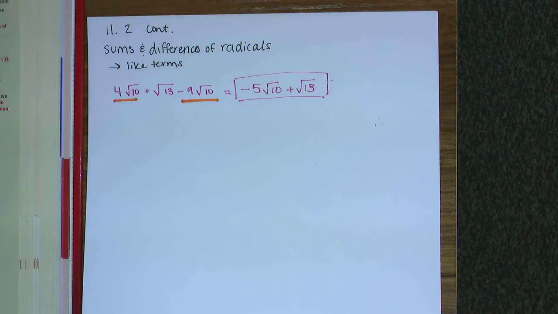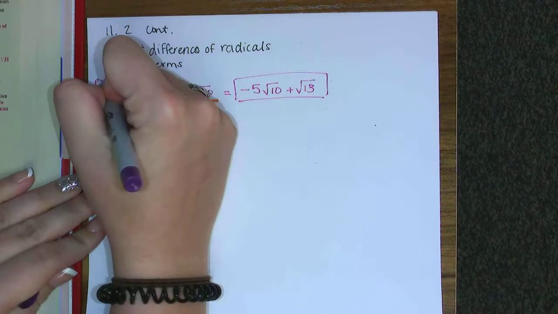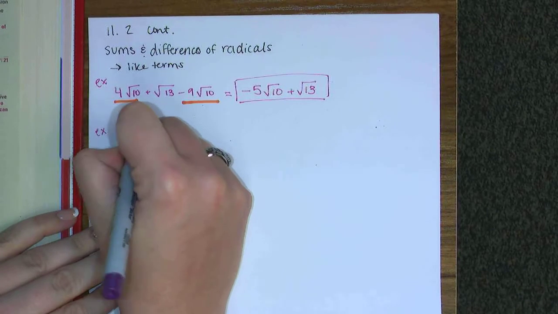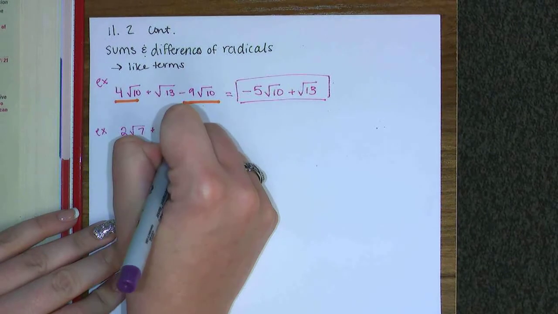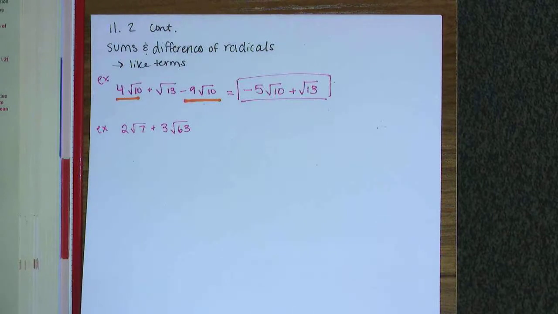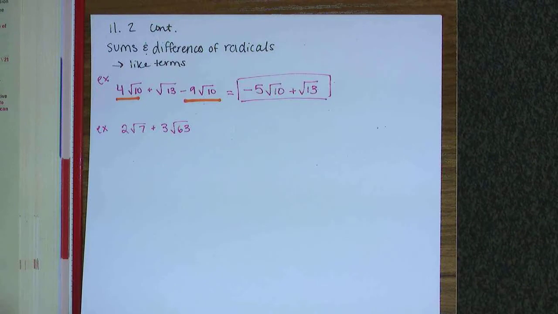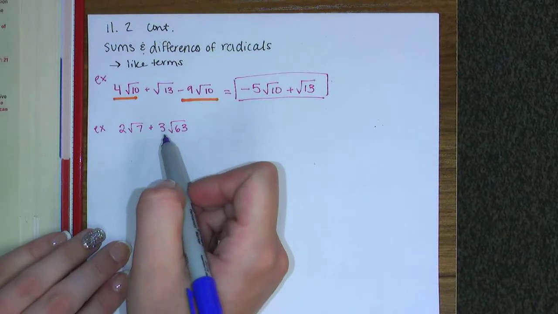Now, something like, so this is one example, 2 root 7 plus 3 root 63. With something like this, it looks like we don't need to do anything here. It looks like that's just it, and that's all we have, because we can't combine those because they're not like terms.